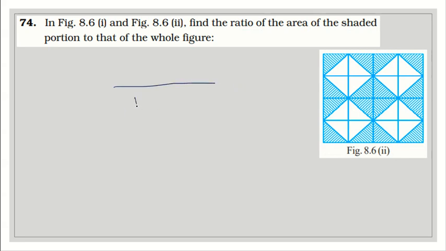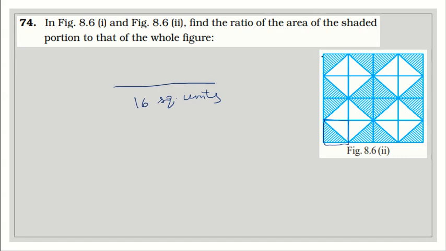Total is 16 again. How could you get that? Simple. These are the single units, such as 1, 2, 3, 4 along the breadth, and along the length 1, 2, 3, 4. So 4 fours are 16. But how many are shaded? Here it is not fully shaded, it's half shaded.